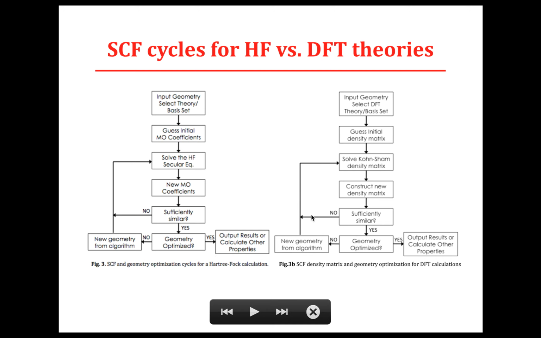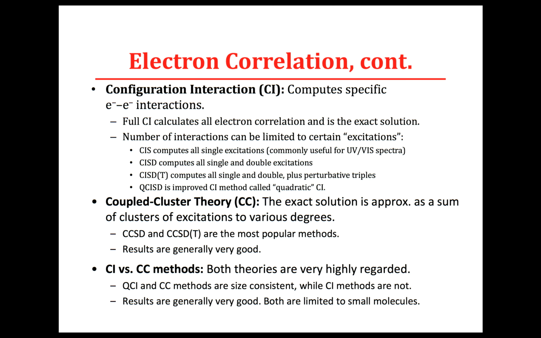What I'm showing here is a slight difference of the SCF cycles for an HF versus a DFT calculation, where you're guessing a density matrix, solving the Kohn-Sham density matrix, but in a similar type process for your DFT calculation compared to your Hartree-Fock-based method calculations. Okay, so there are some other methods.